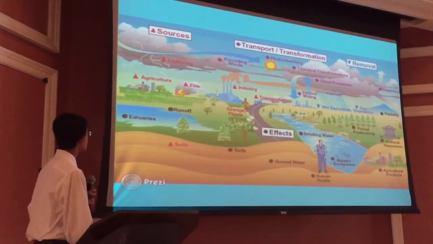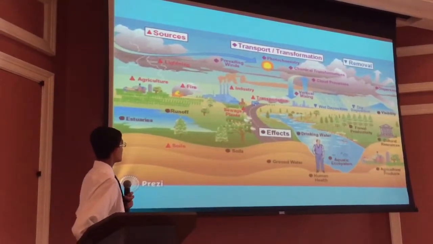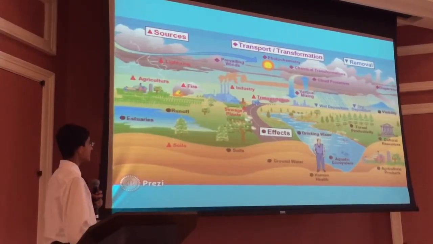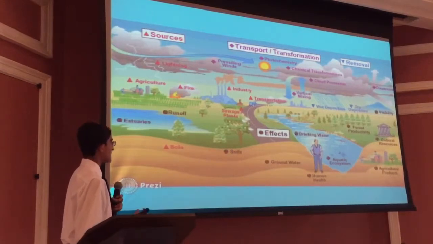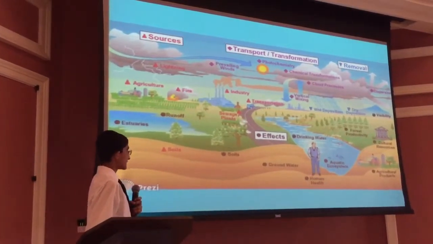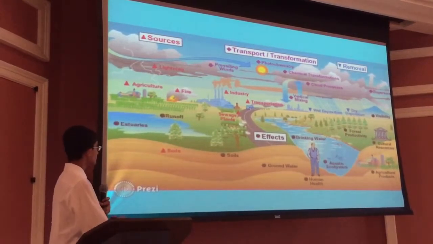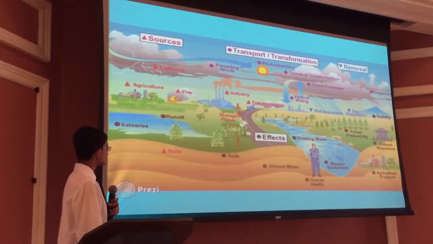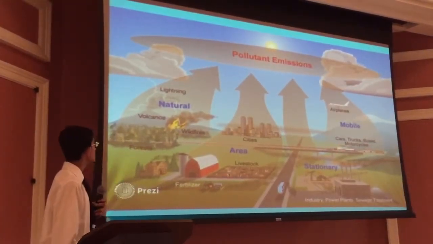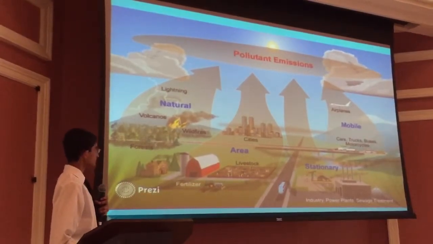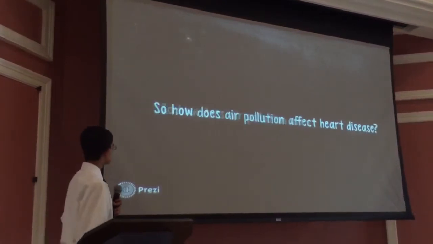In this picture, you can see that the main sources of air pollution come from agriculture, fire, industry, and sewage plants, and they can affect a lot of things that we use daily, like the soil we have, agricultural products, drinking water, and even human health. And this is another picture of how pollution is emitted into the air.